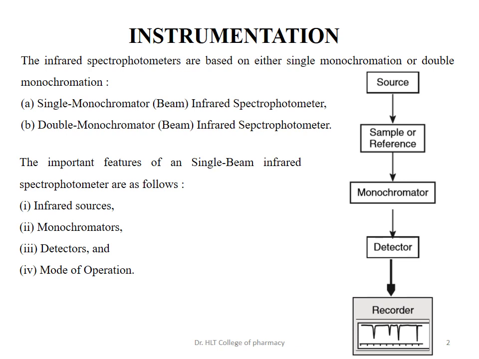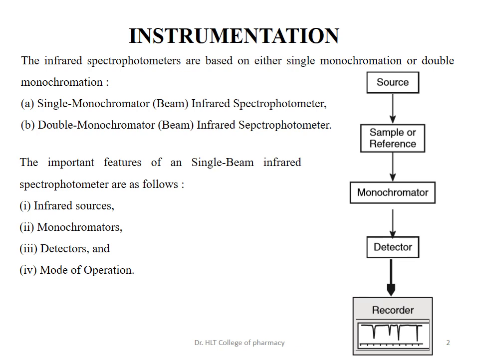As we have studied in UV visible spectroscopy, single beam and double beam spectrophotometers are used. Here also, the same single beam and double beam IR spectrophotometers will be used, but the only difference is that the source of light and detectors will be different. The rest, the sample cell, sample holder and monochromators, are the same.